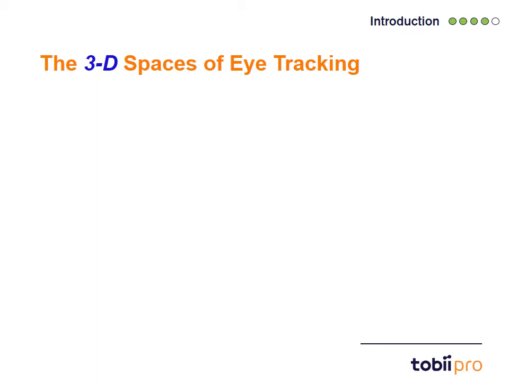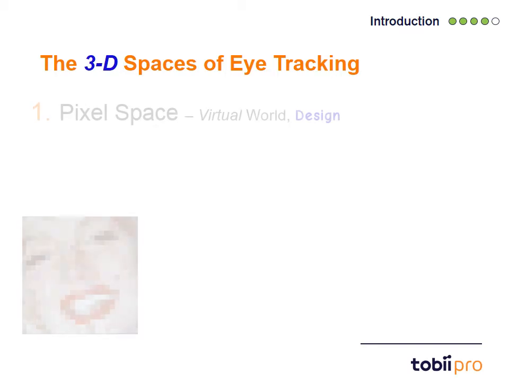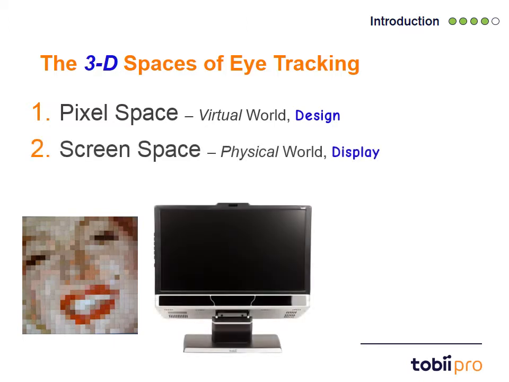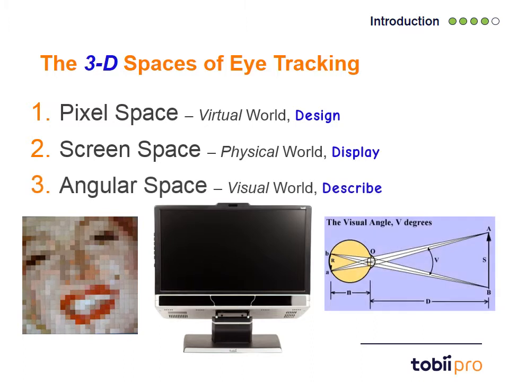Let's start by taking a look at the three D spaces of eye tracking. Pixel space is the first space, and pixel space relates to the virtual world and the world of design. Screen space relates to the physical world, the world of the display of this design. And third, angular space relates to the visual world and the description of the motions and actions and behaviors in that world.